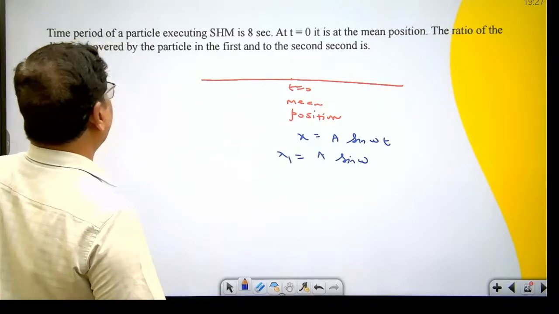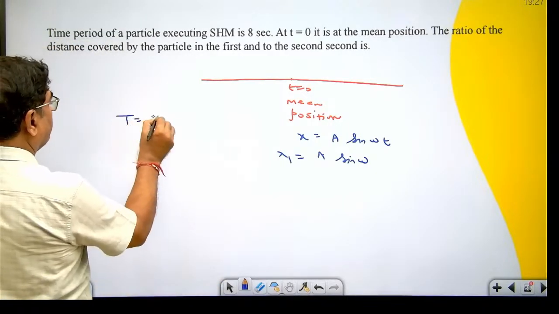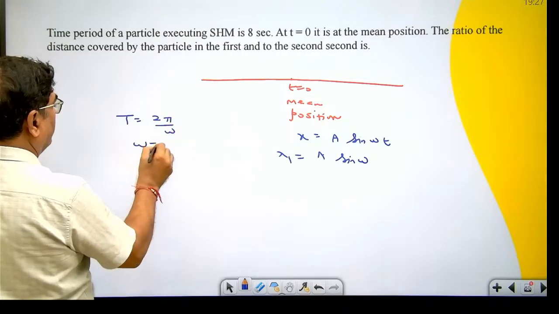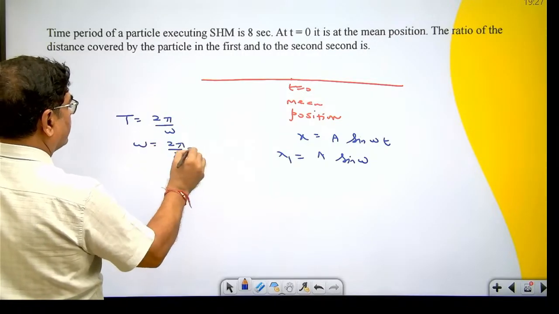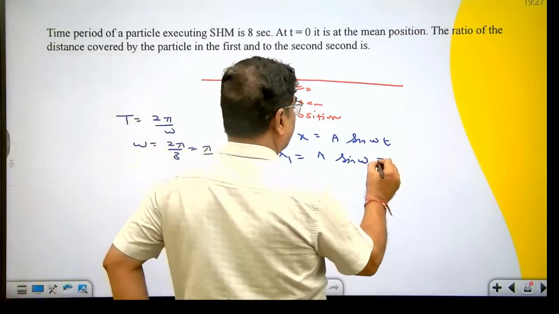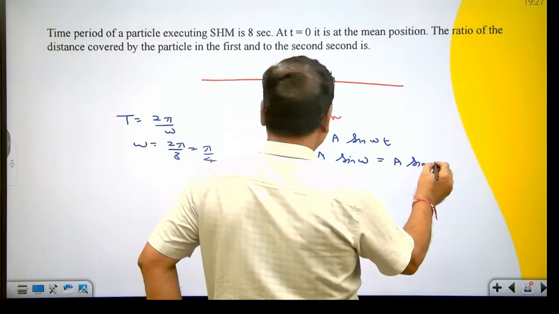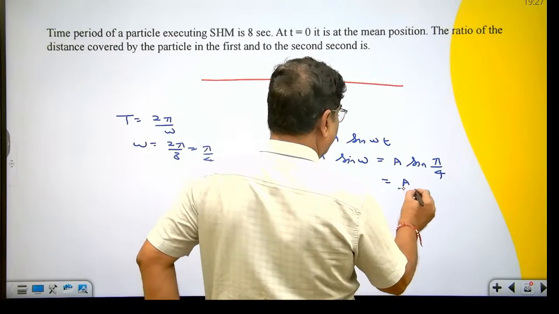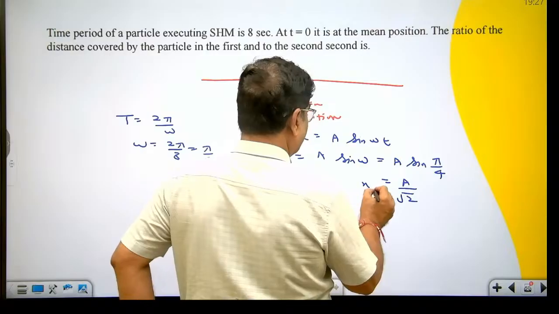And the time period is given as how much? 8 seconds. So omega equal to 2 pi upon 8, which is equal to pi upon 4. So this is a sine pi by 4, and sine pi by 4 is sine 45 degrees. This is a upon root 2. So this is x1.